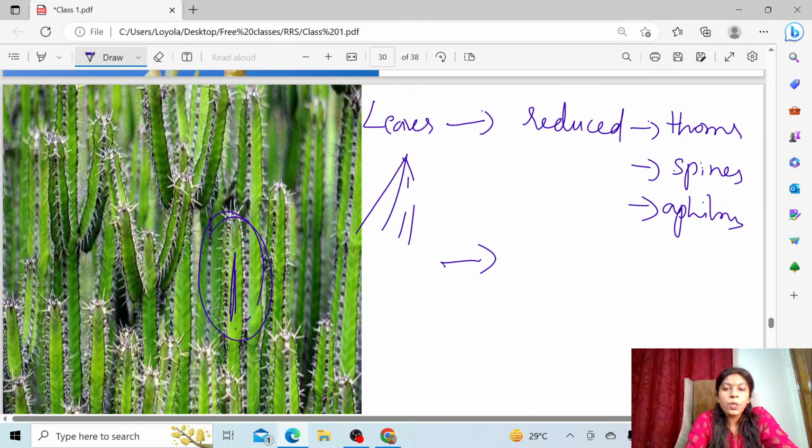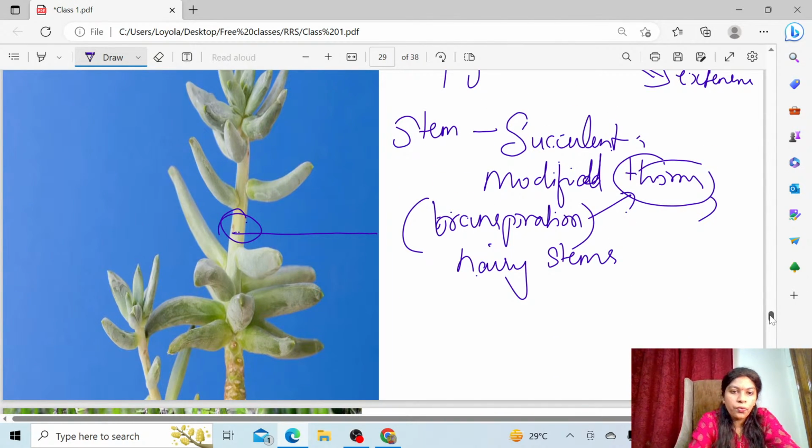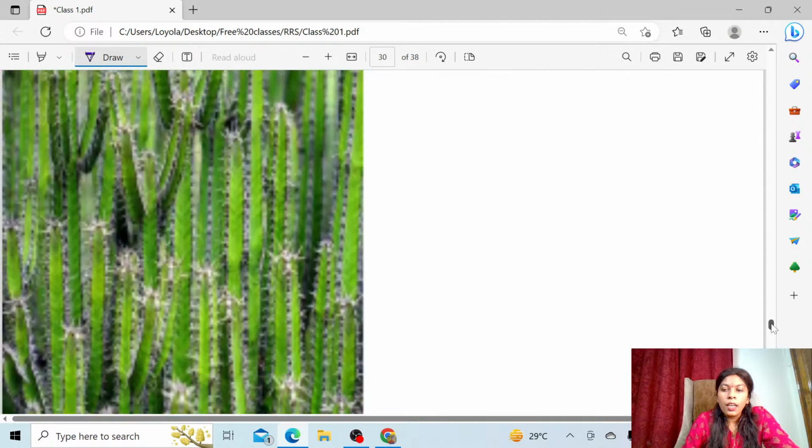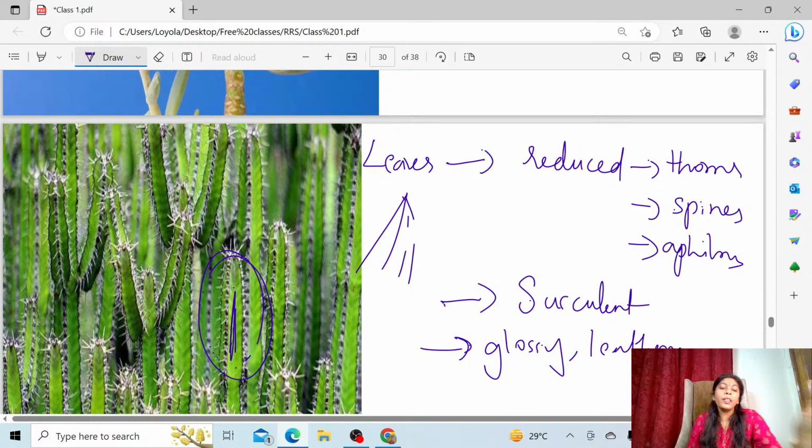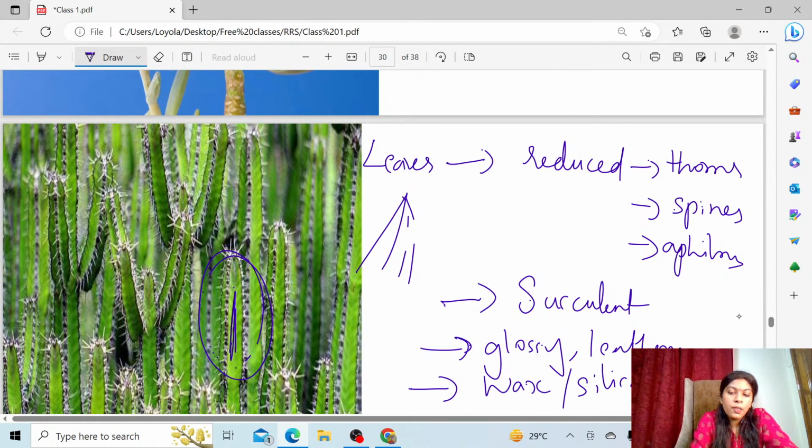In some plants, the leaves are succulent. If present, they are also succulent, as you can see in the plant I showed you before. It's a succulent plant. See, this is a leaf, this is the stem. The stem is also succulent, and the leaves are also succulent, storing water. Then the leaves are glossy, leathery, shiny in nature. Why are they glossy and leathery? Again to prevent evaporation of water. Then a wax coating: waxy or silica coating will be present in the leaves. All these are some of the adaptations.